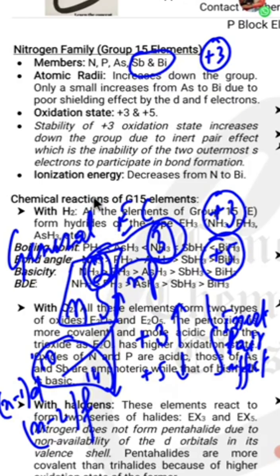Okay, next point is ionization energy. Ionization energy decreases from nitrogen to bismuth. This is the general trend.